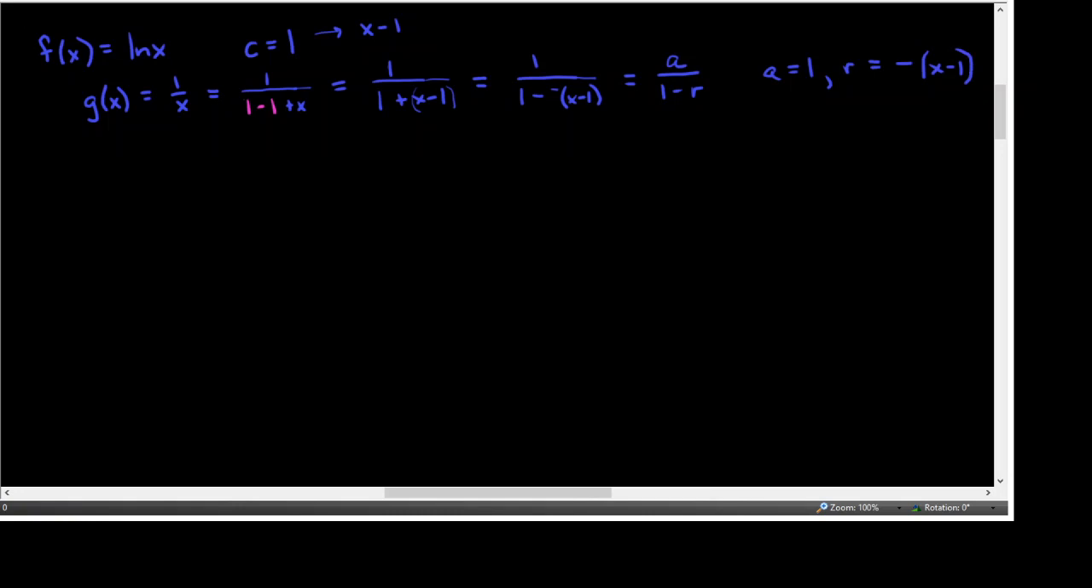Okay, so that means that 1 over x is writable as a power series using the geometric form from n equals 0 to infinity of a, which is 1, times r, which is the opposite of x minus 1 to the nth. And of course 1 times anything is that thing. And negative 1 times x minus 1 inside of those parentheses means that we can distribute that power to each factor. So that's going to be negative 1 to the nth times x minus 1 to the nth.